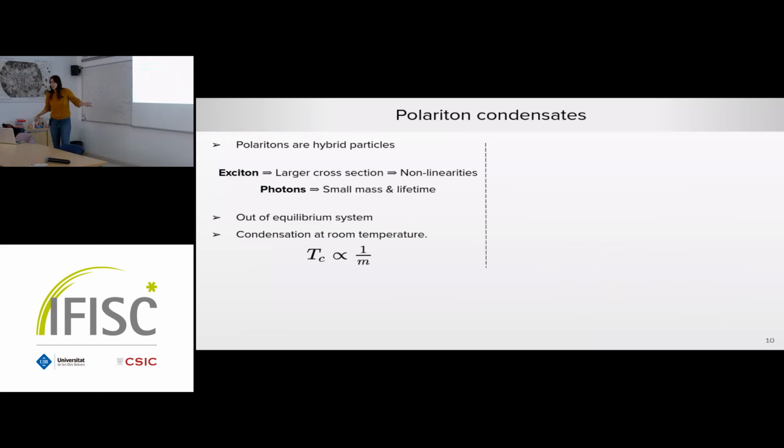Okay, and why are polaritons interesting? That's exactly because they are hybrid. So because of their excitonic part, they're going to interact more with each other, which means that you can have nonlinearities because of that. And because of the photonic part, they have a small mass, and the critical temperature for condensation is inversely proportional to the mass. So because these particles are part photons, they're lighter, which means that we have higher critical temperatures.